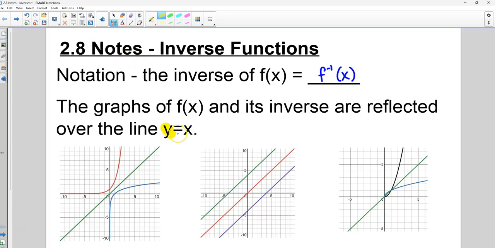So the line y equals x is this line. I should have used the same color for it in all of these, but I didn't. Right here, that cuts the first and third quadrants in half diagonally. And if you have inverses, you should be able to fold that graph in half over that line, and the two graphs should match up, right? So here are 3 examples of what that would look like.